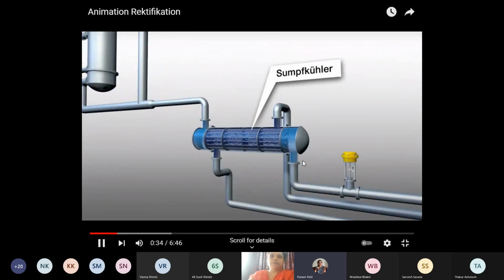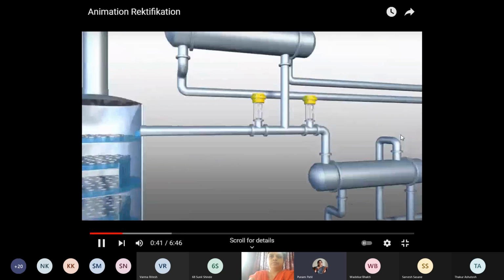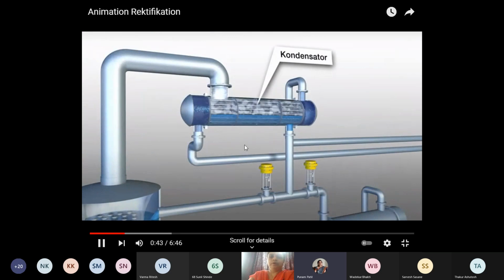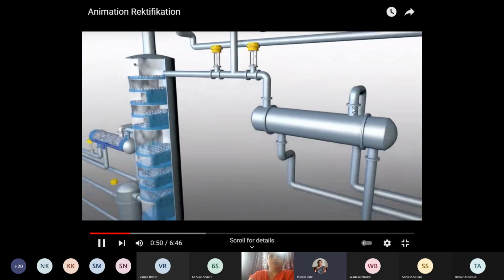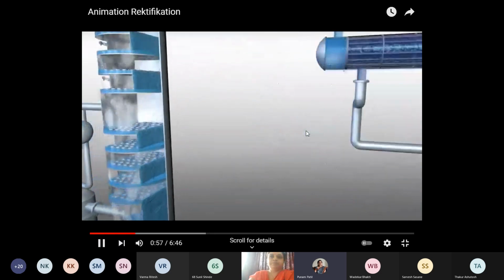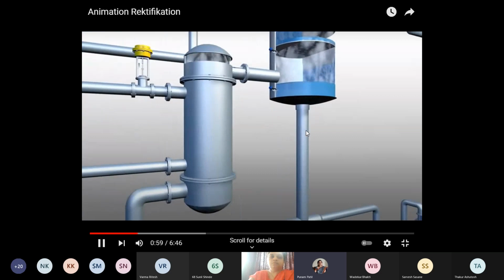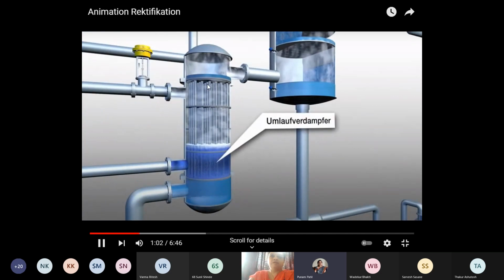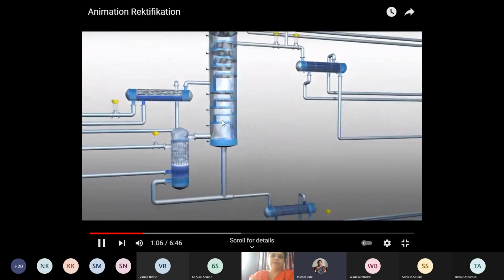Here the bottom product is collected and then dispatched. Condenser, where the top vapor is condensed, converted into liquid phase. This is the receiver or accumulator, where the top product is collected. Let's see the working. This is the reboiler, where the bottom product is heated again and boil up is added to the distillation.